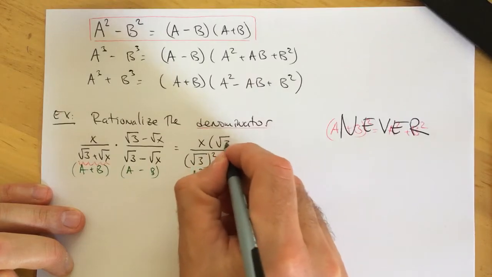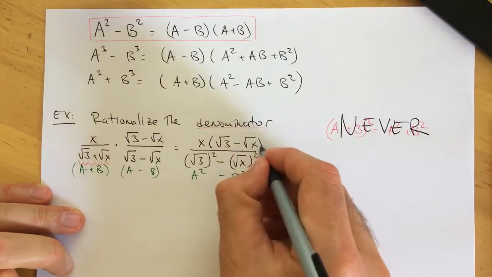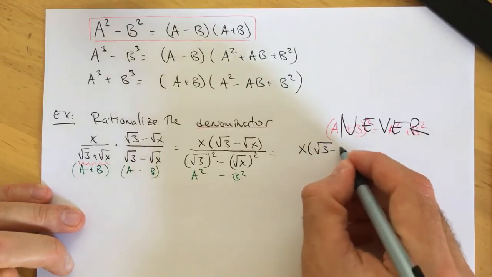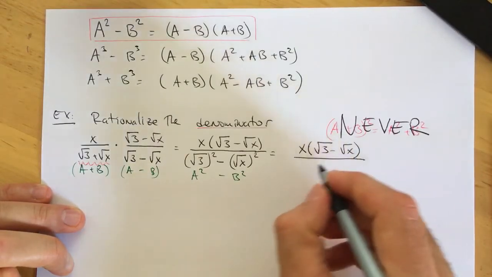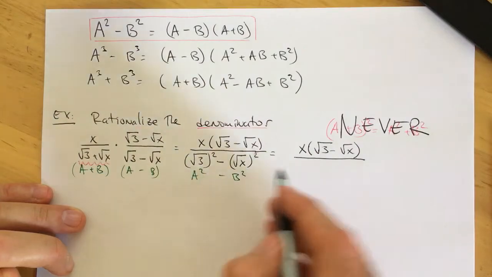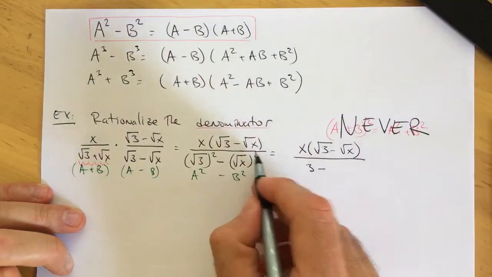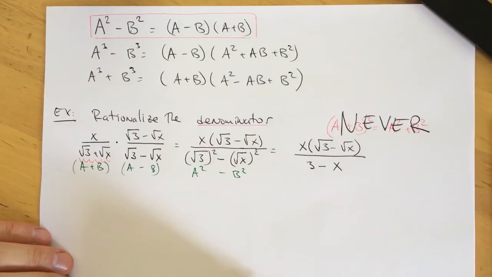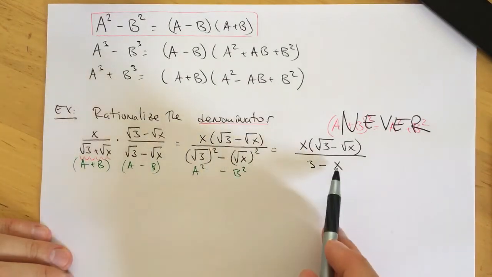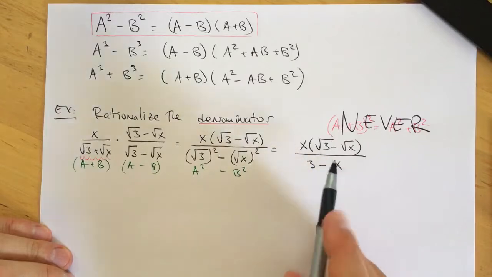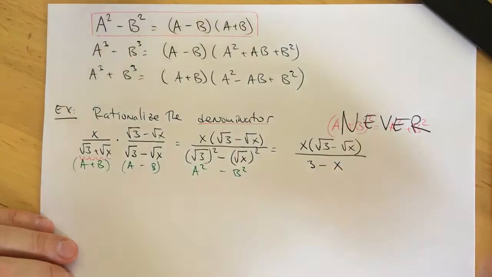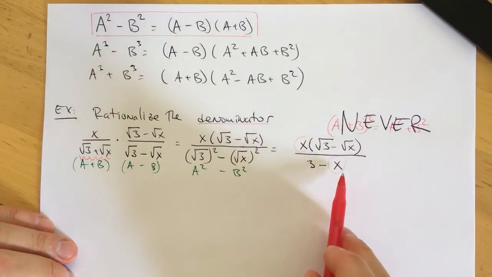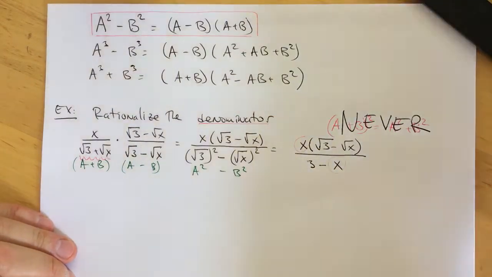Okay, so that means in the numerator I have to copy the same expression, and you have x, don't forget the parentheses, square root of 3 minus square root of x, which gives you x times square root of 3 minus square root of x over, and now square root of 3 squared is 3 minus square root of x squared is simply x. Okay, that's how we have rationalized the denominator. As you can see, there are no square roots in the denominator. Be careful, x and x here cannot be cancelled.